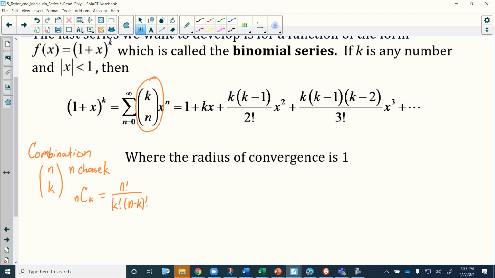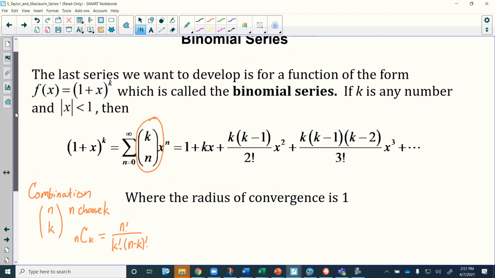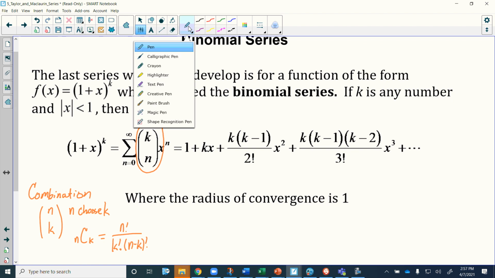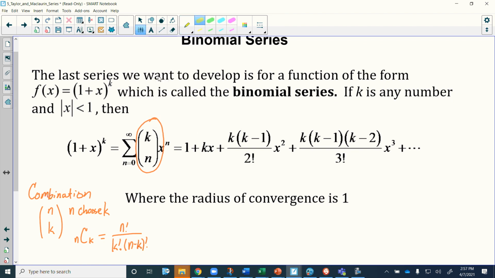Now, the way that they're looking at it here, notice what they're specifically giving to you to recognize that we're doing a binomial series. The last series we want to develop is a function in the form of this. This is specifically what we're looking for, a binomial series. Essentially, we have the two terms, 1 plus x raised to some power. This is where we could start getting into Pascal's triangle to try and help us predict what the numbers are going to be as the value of k gets really big.